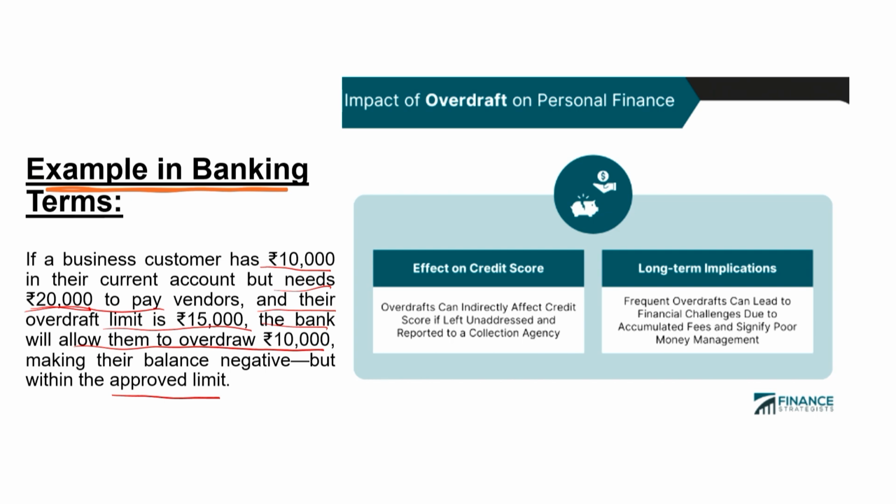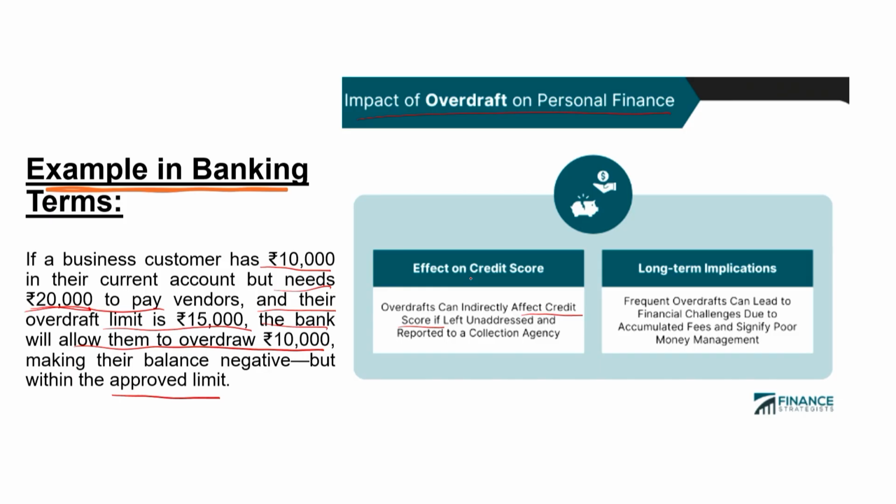Now let us understand the impact of overdraft on personal finance. It can directly affect your credit score if it is left unaddressed and reported to a collection agency. That means if within the time period given by the bank for repayment you do not repay the loan plus interest and the processing charge, it can negatively affect your credit score, and if it is reported to a collection agency, your creditworthiness with the bank will also be negatively affected.